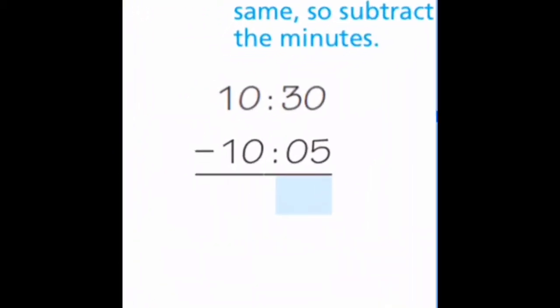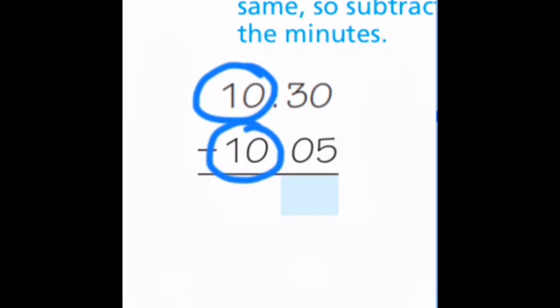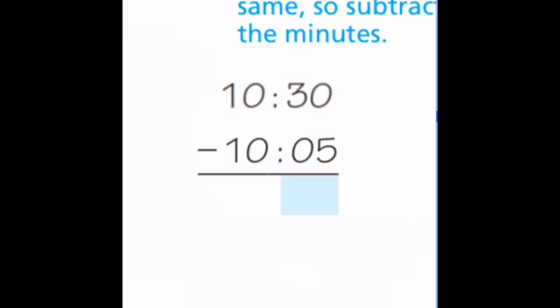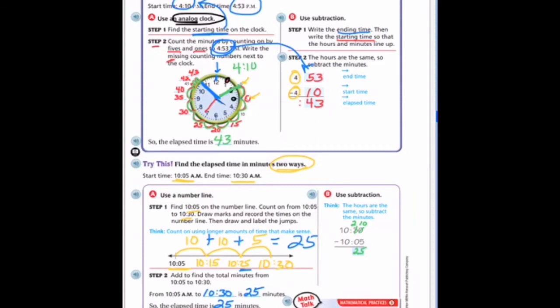We can also subtract because the hour, when they end and begin, are both in the 10 o'clock frame, so they're both at the same time. So 30 minus 5. You should be saying 0 minus 5. Yep, can't do that. Can't have nothing and take 5 away. So we have to come over here to the tens column, take a 10 away, add 10 to our 0. 0 plus 10 is 10. Now I can do 10 minus 5, and that is 5. And 2 minus 0 is 2. So again, we have 25 minutes as the elapsed time.